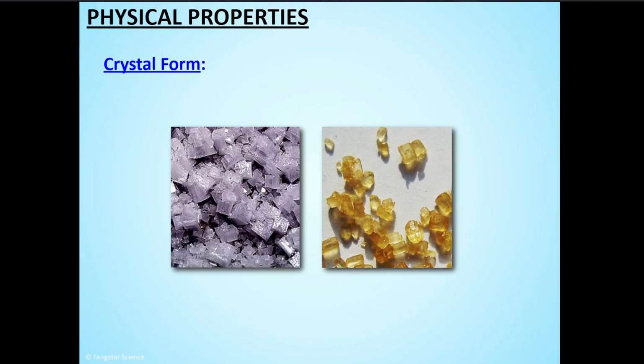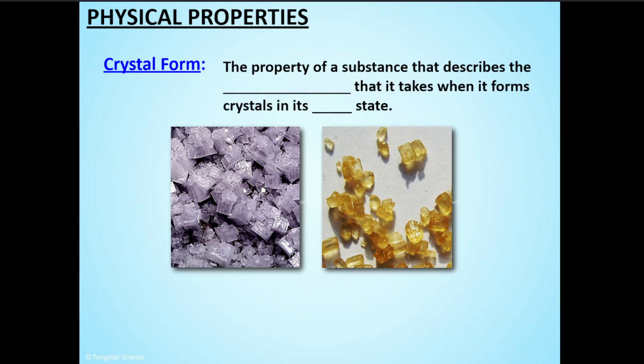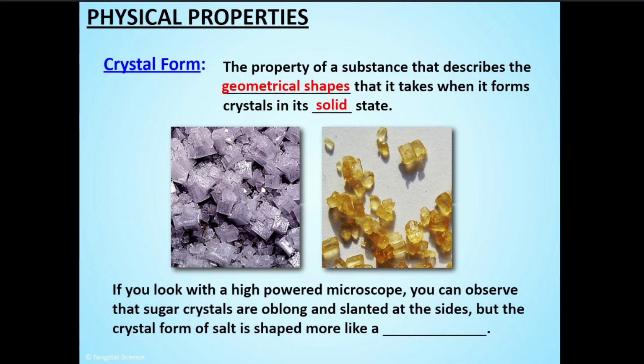Physical properties. So crystal formation. Crystal form describes the geometric shapes a substance makes in its solid state. Under a microscope, sugar crystals are oblong, but salt crystals form a near-perfect cube, as you can see in the picture.